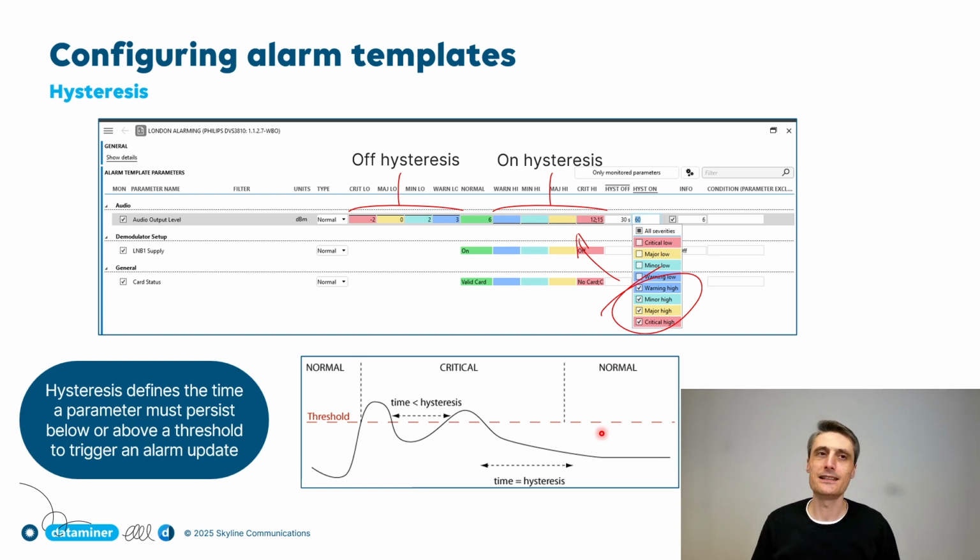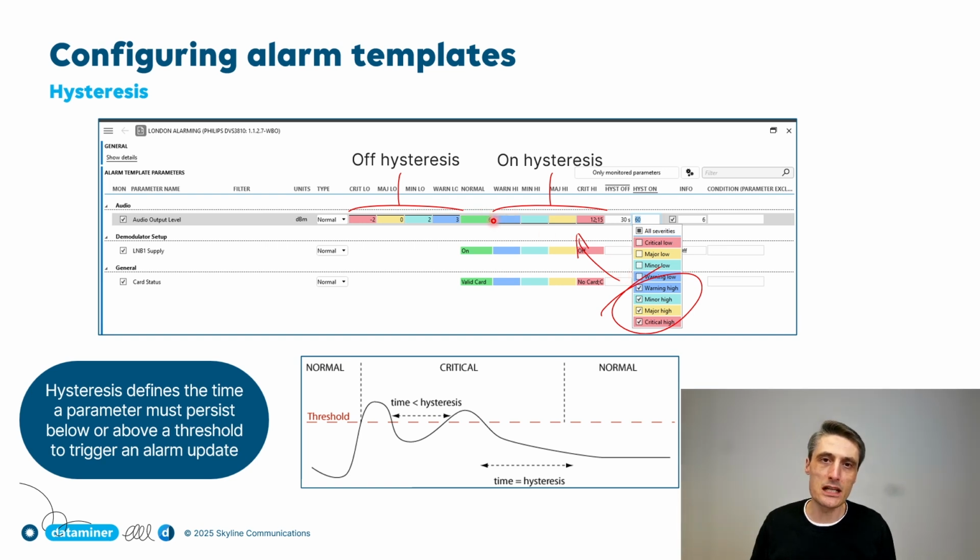I'll play around with that in a demo. Just for you to be aware of that, there is a little bit more complication added to this setting, because you can define the on hysteresis only on certain thresholds. For instance, only on criticals I define a hysteresis, and also for the off hysteresis you can define that only the off hysteresis is applicable for certain thresholds.